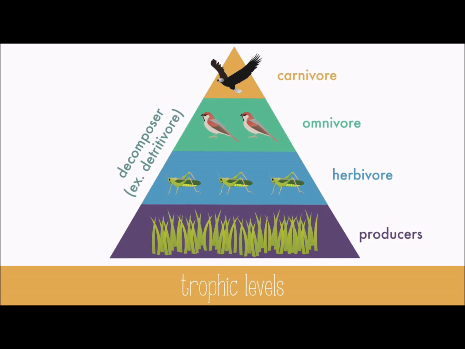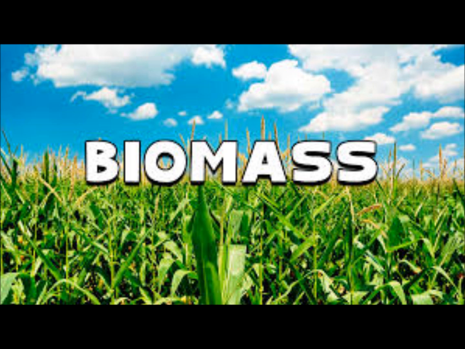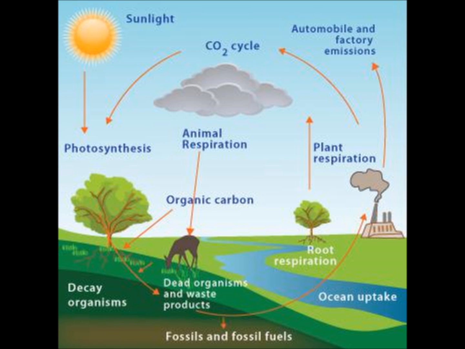Here, the biomass is the total amount of living tissue within a given trophic level. Matter moves through the biosphere differently than the way in which energy moves. Biogeochemical cycles are the flow of matter, or processes in which elements pass through the biosphere.